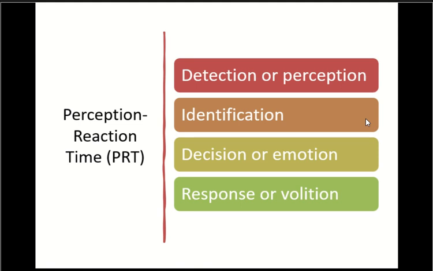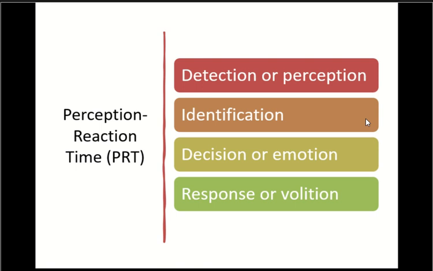Then the next stage is identification. Identification means gathering more information. And then decision and emotion, meaning you decide what to do. And response or volition is your action. You already decided, now you will act.